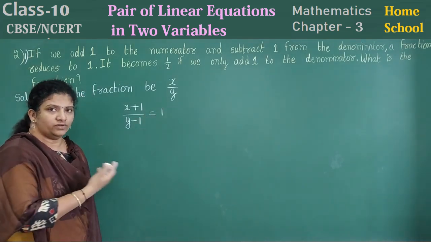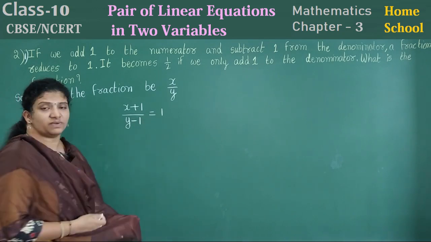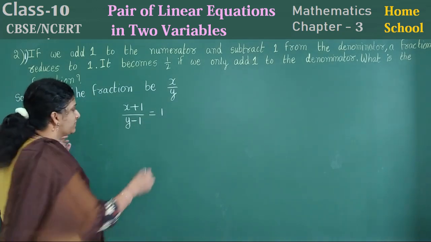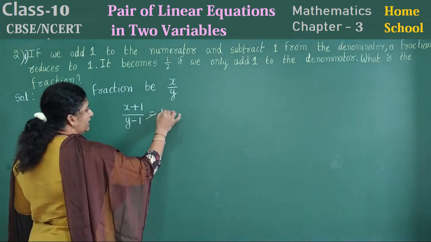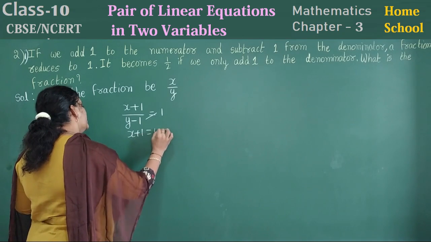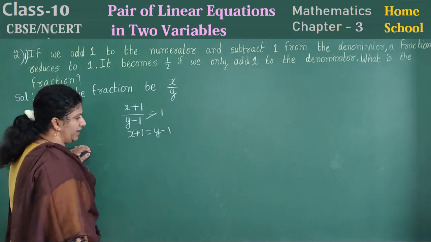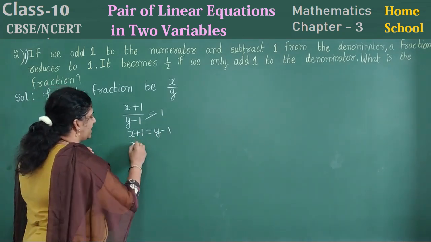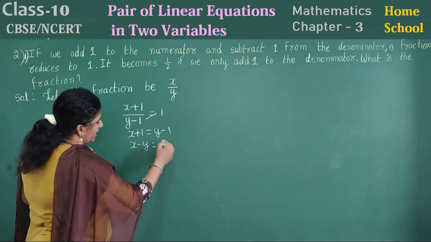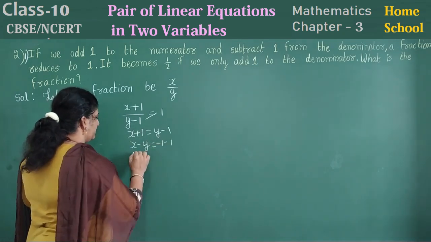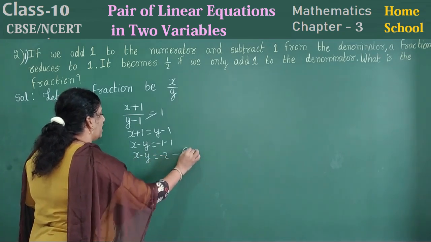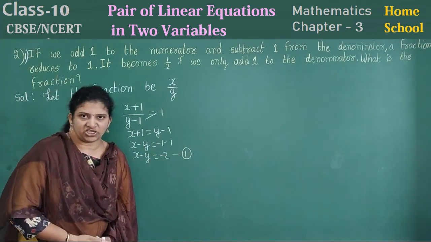Okay, now send this that side, cross multiply and then get the equation. Let's see here. Send the denominator other side, it will be multiplied. x plus 1 is equal to y minus 1. Bring this y this side, x minus y. Bring this 1 this side, minus 1 minus 1. x minus y is equal to minus 2. Mark it as first equation.